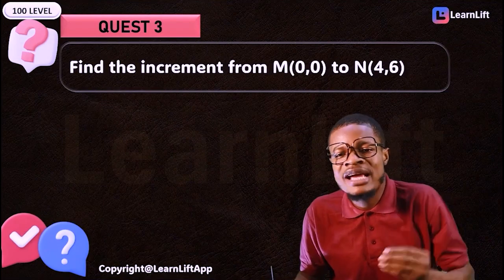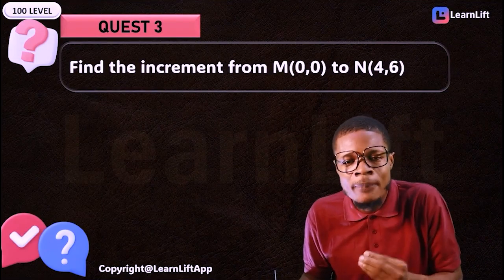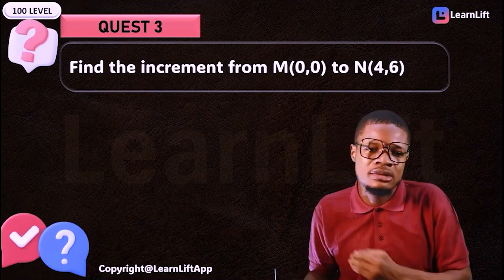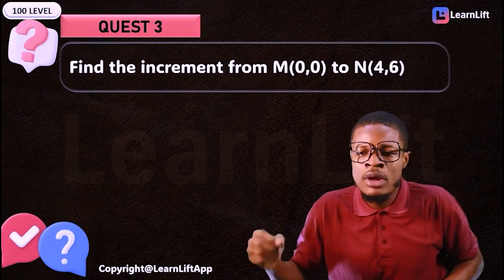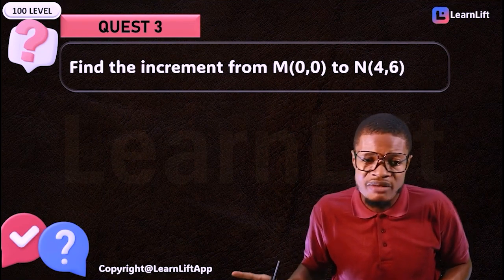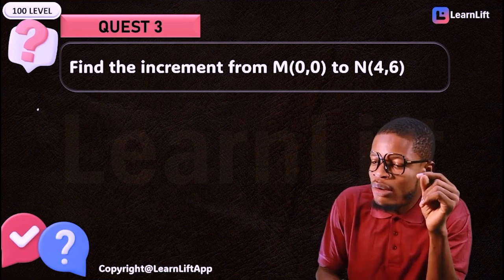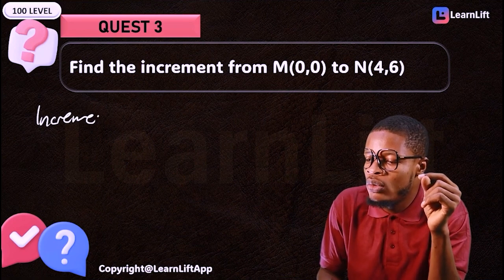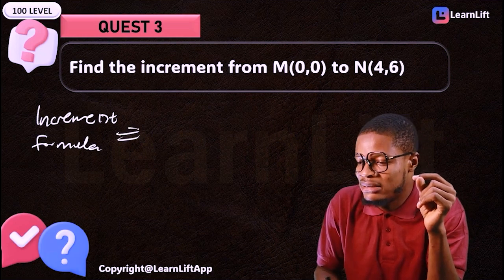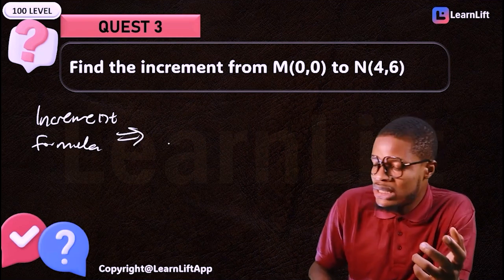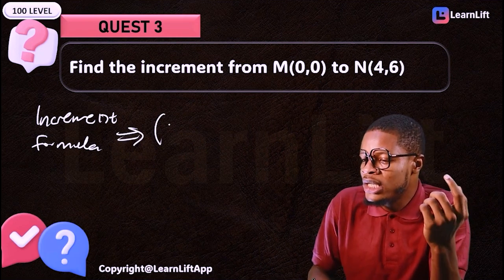Question 3, yes, find the increment from m to n. I love it. And they gave us 0, 0, and then 4, 6 as their values. Very fast. What's our increment formula? By now, you should know that if you want to really do well, you should be pausing the classes and solving yourself. What's the increment formula then?